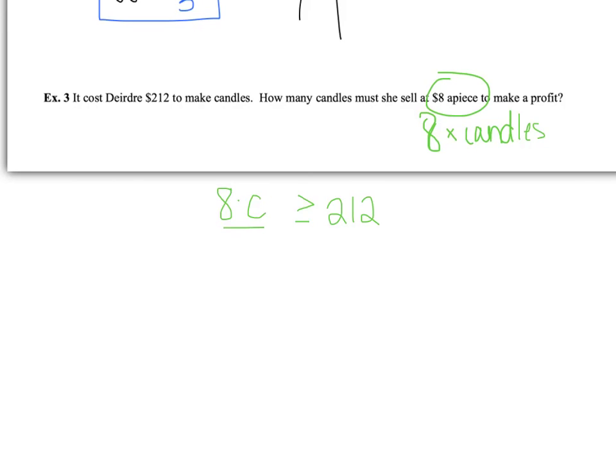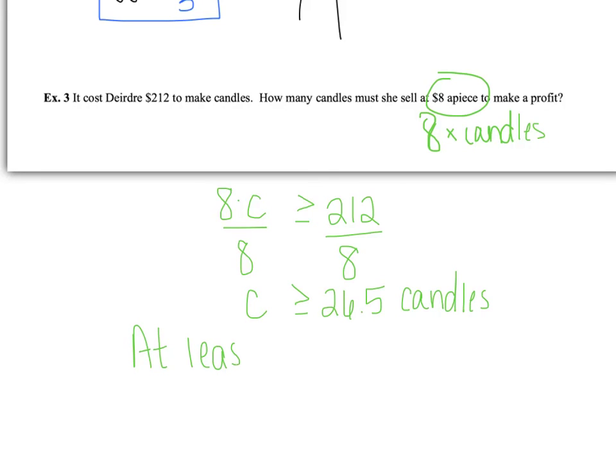To solve this inequality, we're going to go ahead and divide both sides by 8. So C has to be greater than or equal to 26 and a half candles. Well, 26 and a half candles, that doesn't make sense. So we're going to round up to the nearest candle, and that would mean I need at least 27 candles to make any sort of profit.